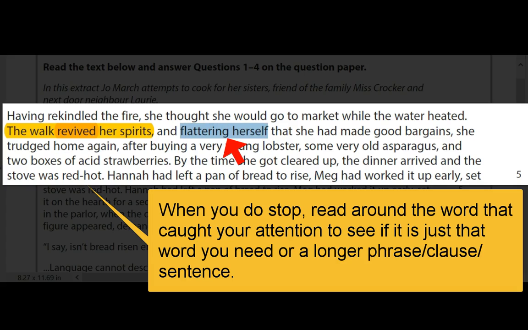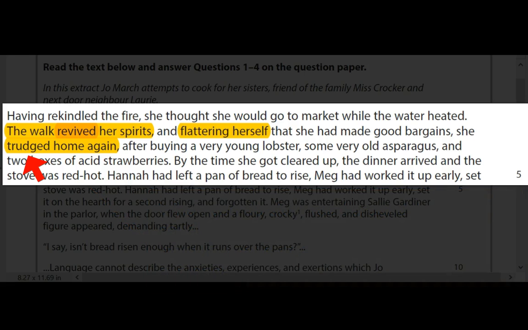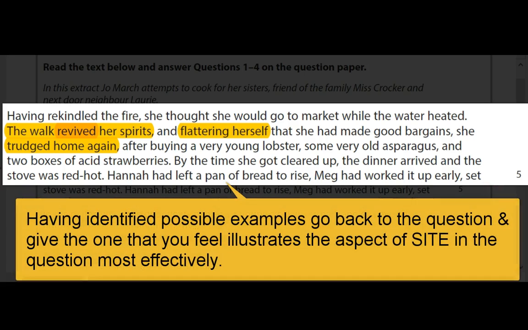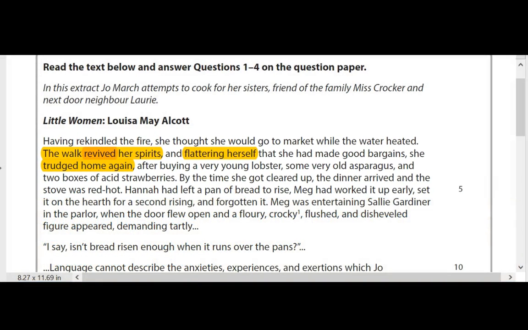Flattering herself, we could use that. She made good bargain. Trudged, she trudged home again. So that suggests that she's in a low mood, she's feeling a bit miserable. Let's carry on to the end to line 5. Okay, is there anything there? There isn't anything in those last few lines. So we've got 3 options here. We've got the idea of reviving her spirits, so we could have revived her spirits, we could have flattering herself, or we could have trudged home. Let's go back now and look at what answers were acceptable in response to that question.